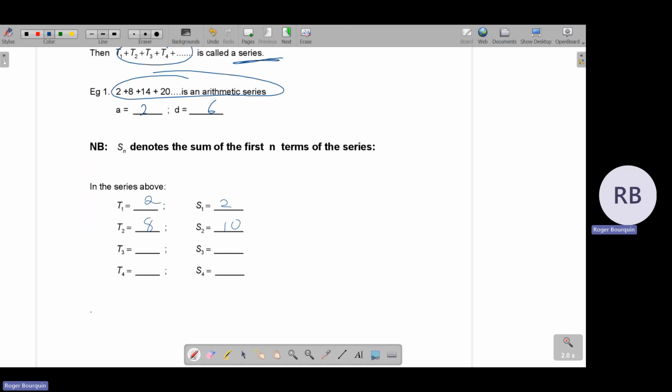20. Finish it off. 24, 44. Term 3 is 14, S3 is 24. Term 4 is 20, S4 is 44. Okay. So you just need to know that notation.